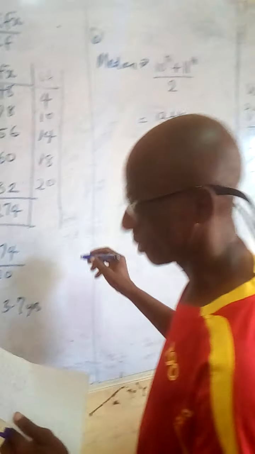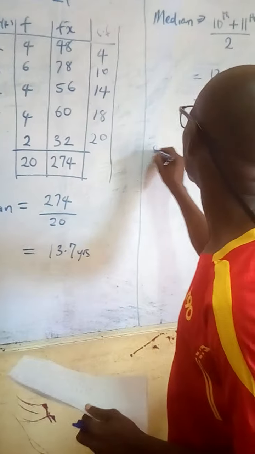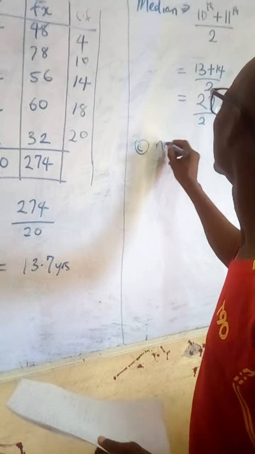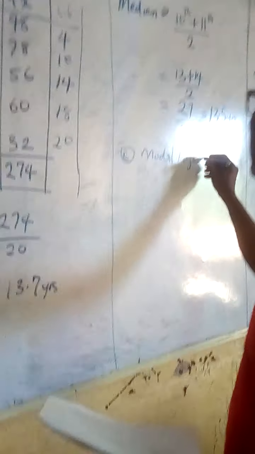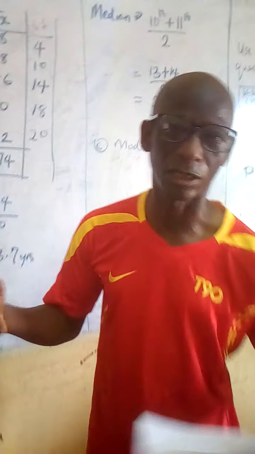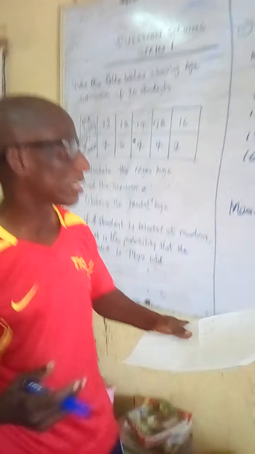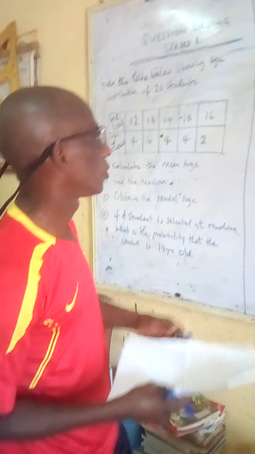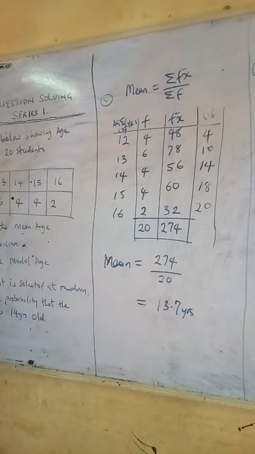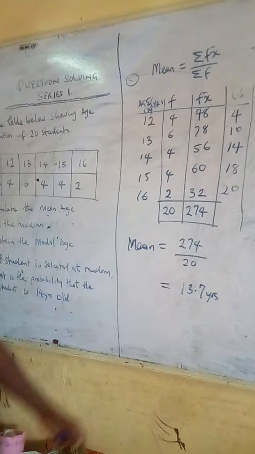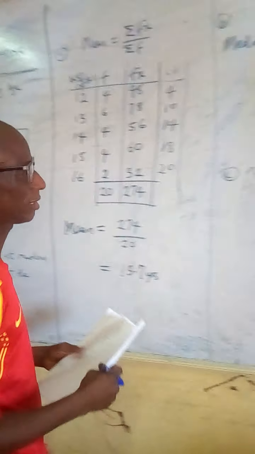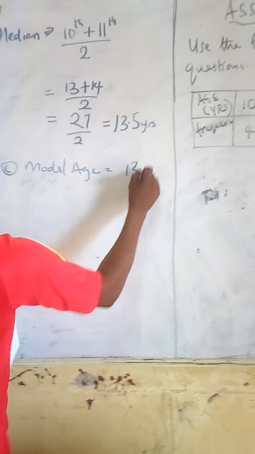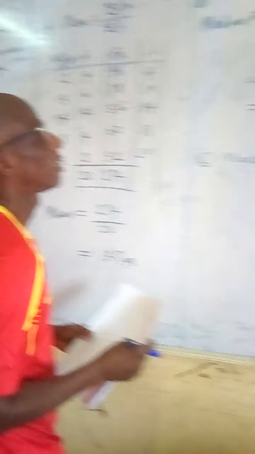That is our middle data. Then the next question says obtain the modal age. Thank God, this one does not actually need any calculation. The modal age, like we all know, the mode is the data that appears most. The data appearing most is our mode. Looking at your table, the data with the highest frequency is the one that is appearing most. And of course, you know that is what? 13 years. So our modal age is 13 years.